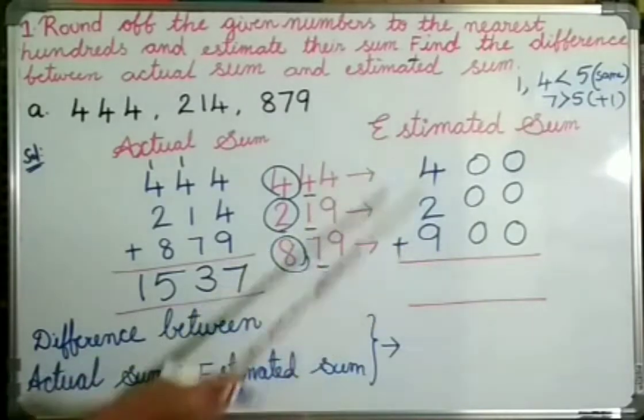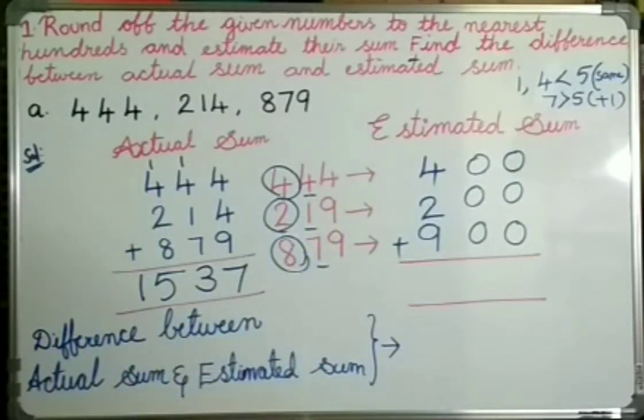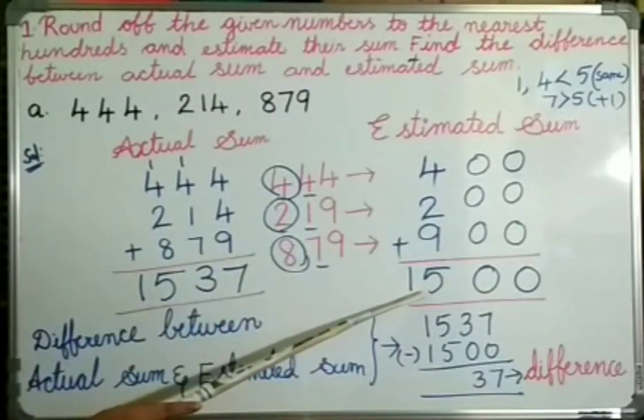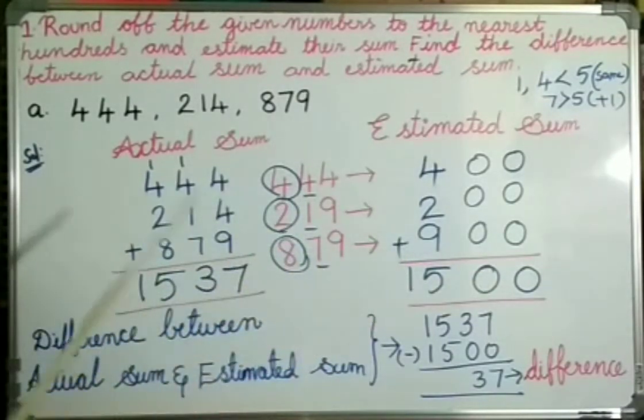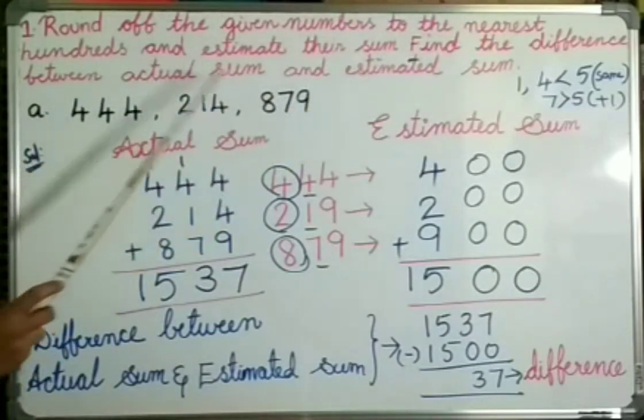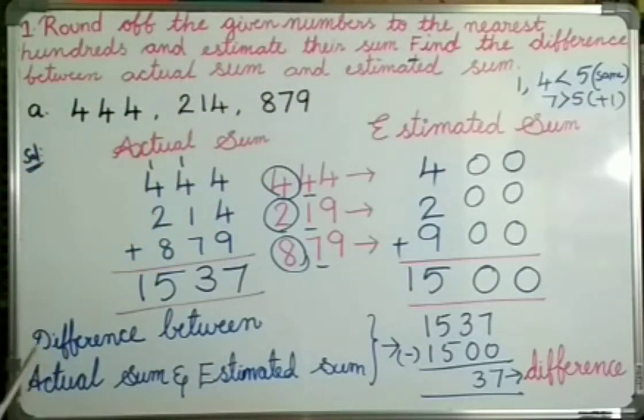So we have to add the numbers. The estimated sum is equal to 1500. Here in the question they have asked to find the difference between actual sum and estimated sum. So the difference between actual sum and estimated sum is 1537 minus 1500. So the difference is 37.